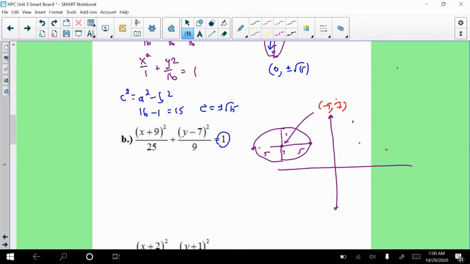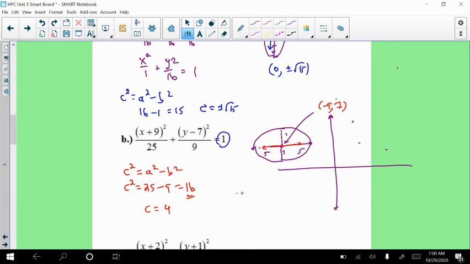-9, 7. Okay. So then we know that c squared equals a squared minus b squared. So 25 minus 9, which equals 16. So that means I'm going to go the square root of 16, because that was c squared, which is 4. Remember, you go in the major axis direction. So we're going to go 4 in this direction and 4 in this direction.